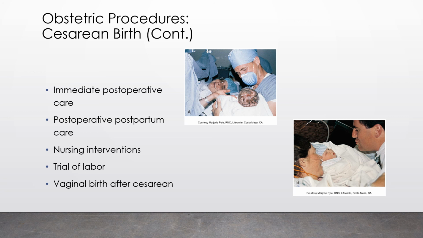And you're going to do everything that you would do for this postpartum patient, except you've got an incision to watch out for. You're probably going to have a Foley catheter to manage. You've got pain management. You've got maybe helping her breastfeed. So you're doing all the things that you would do, but you're adding in the surgical piece. And then, of course, we've already talked about trial of labor and vaginal birth after C-section.